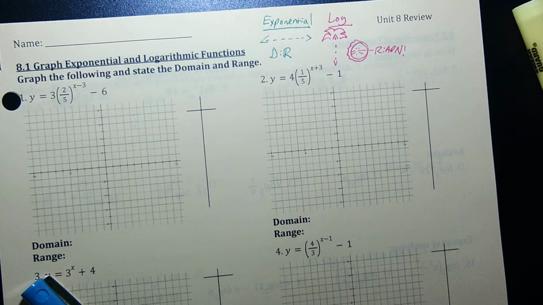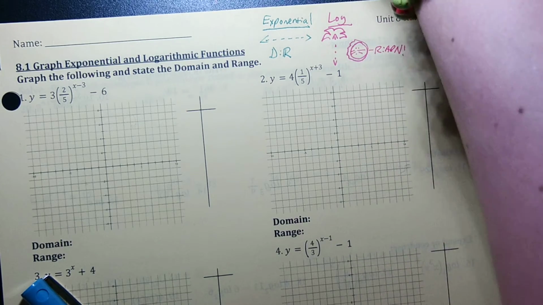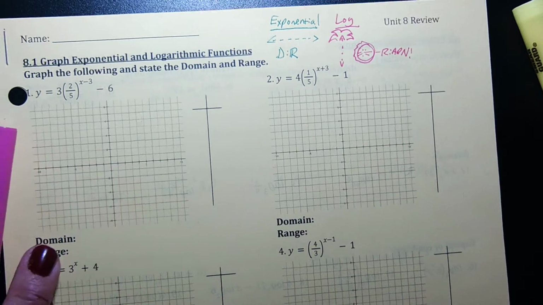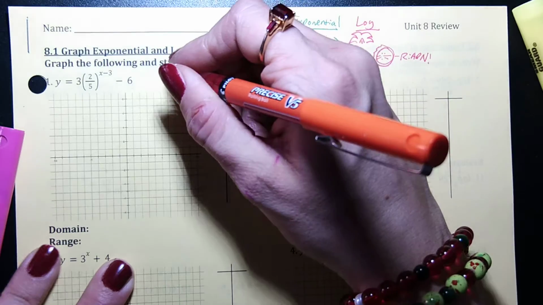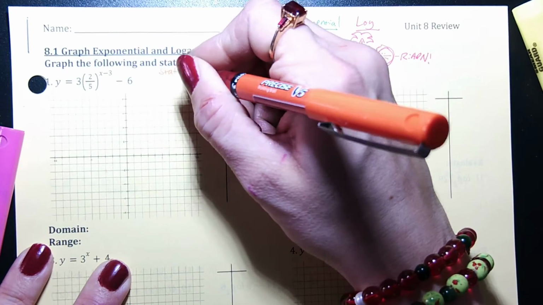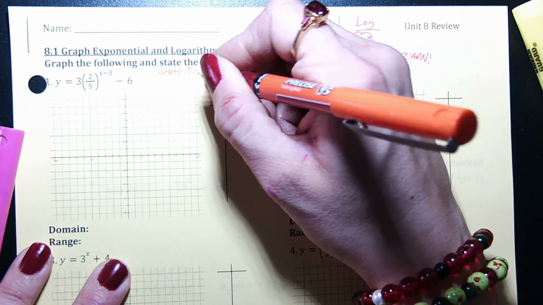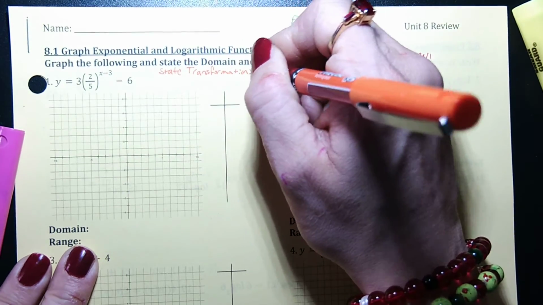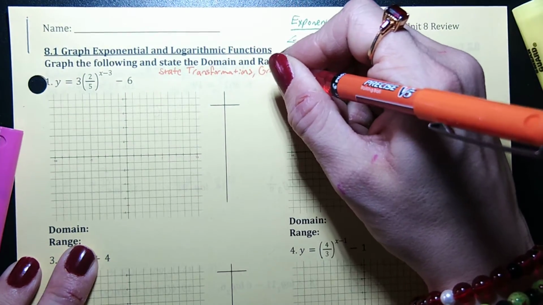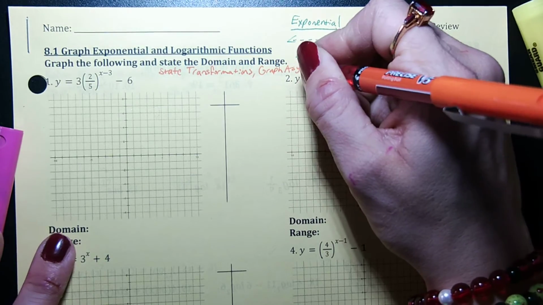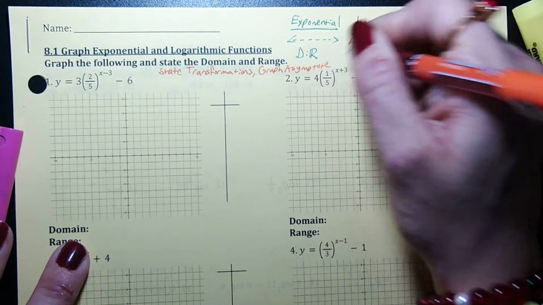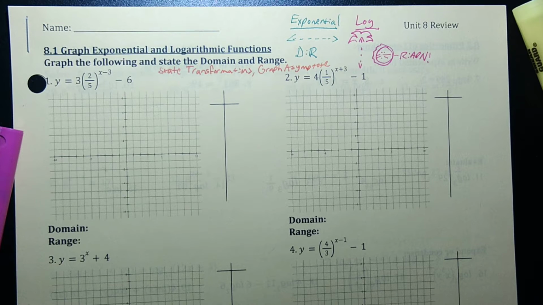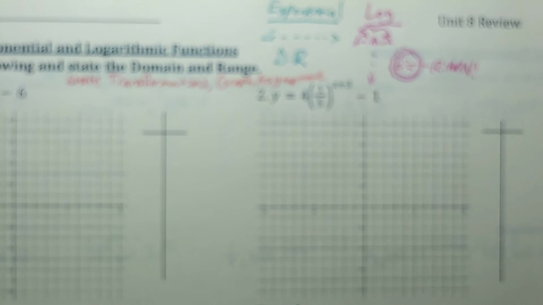So we're going to go ahead and take a look at number 2, but I want you to add the following instructions to the top. It says graph the following and state the domain and the range. I also want you to state the transformations and graph the asymptote. Because it's the transformations that let us know where the asymptote is going to be located.